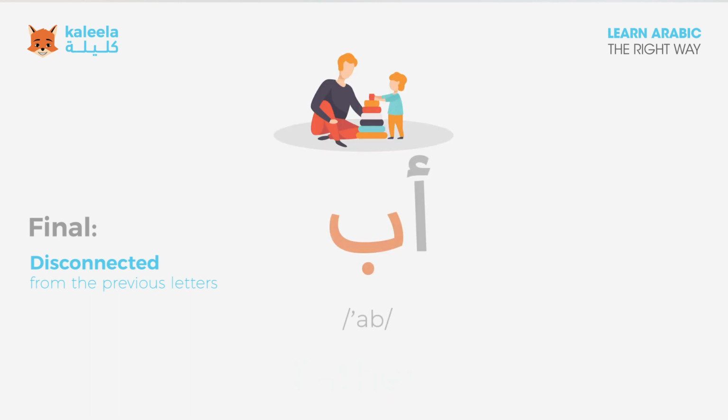The second case at the end while being disconnected from the previous letters in the word, as in Ab, which means father. Again, when the letter Ba is preceded by a letter from the first group, then it is disconnected and looks like a long horizontal curve written from right to left with a dot underneath.